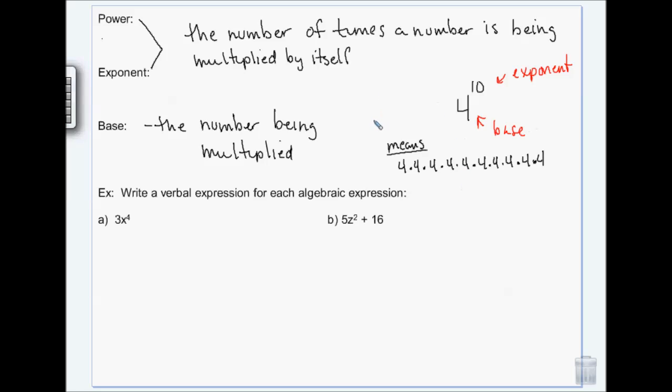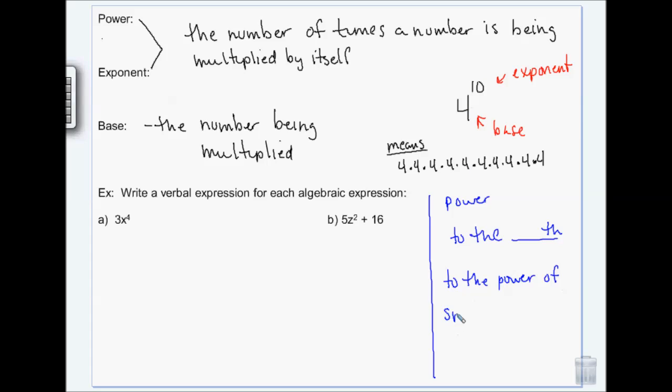Powers can be worded in a couple different ways. You can either say to the, and then you put in like 4th, 5th, 10th, 20th, 2nd. So it would be like 4 to the 10th. You can also say to the power of. So 4 to the power of 10.